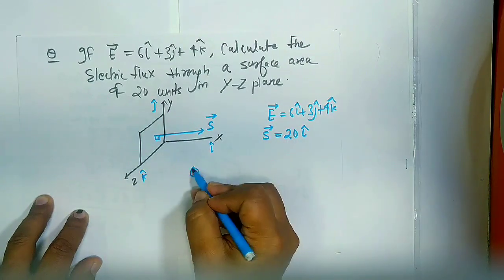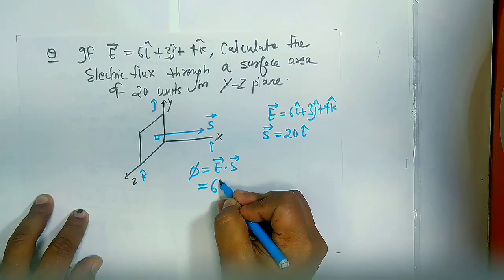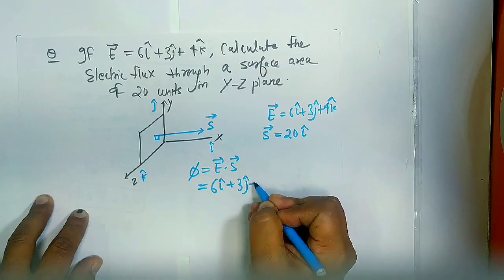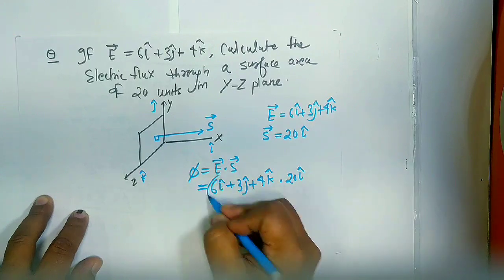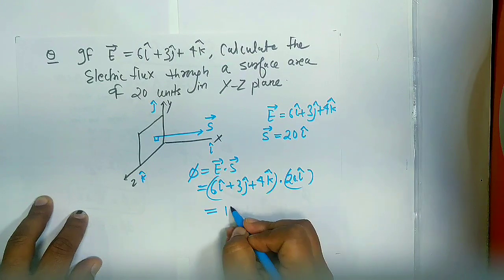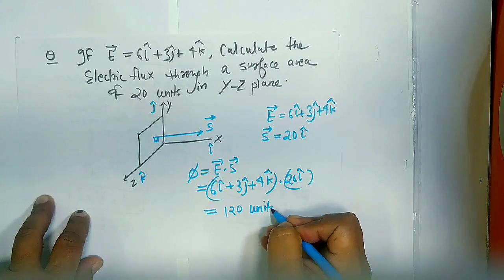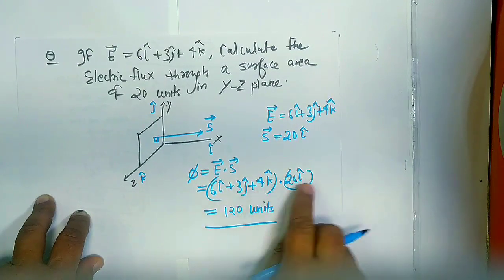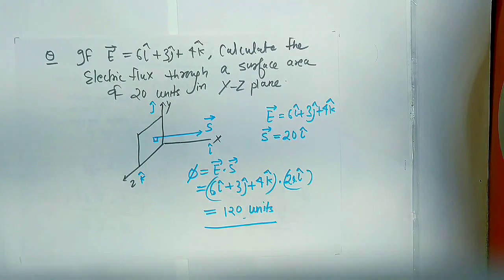So what will be phi? E dot S. So do the dot product. You know, you have gone through it in class 11th. Very simple. Dot product with 20I, so 6 into 20. Directly you get the answer 120 units. The rest, J dot I is 0, K dot I is 0, and I dot I is 1. So this is a very simple numerical on how you calculate the electric flux through any surface.